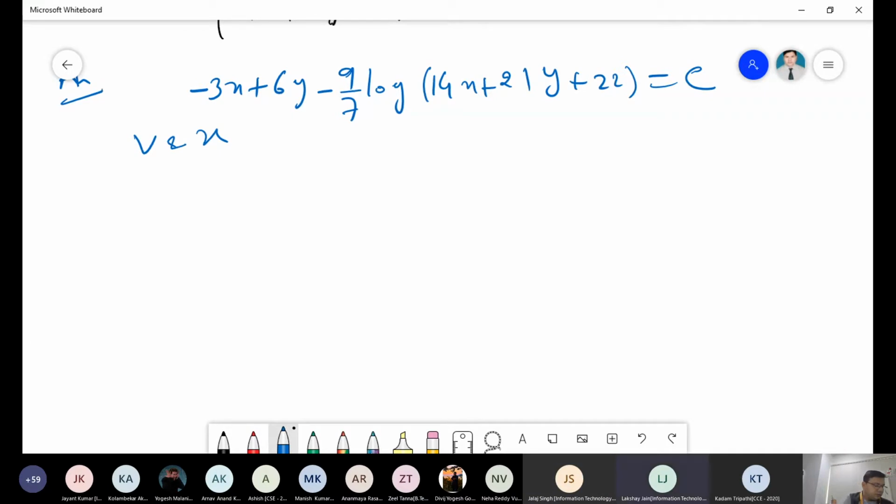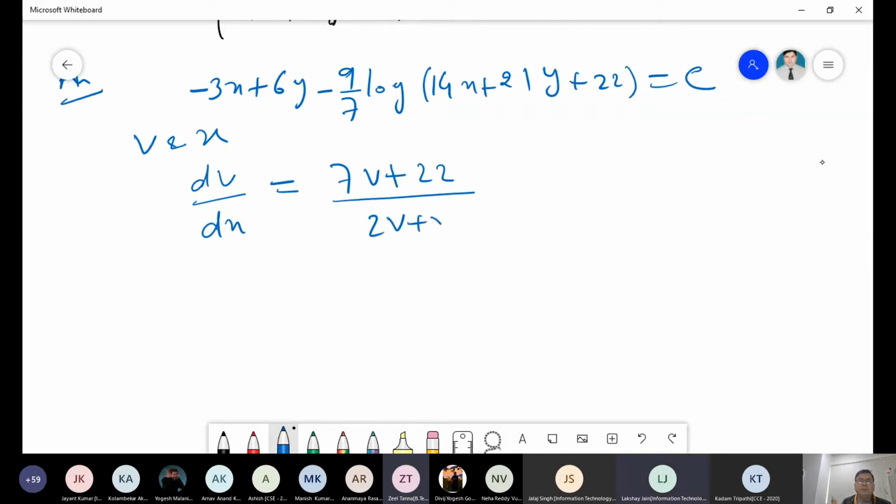dv multiplied by (2v plus 5) upon (7v plus 22) is equal to dx. Okay, dv upon dx, I have this as (7v plus 22) upon (2v plus 5). Yes, sir. Okay, fine, no issue. Now I have seen the question. Now see, which kind of fraction is this?